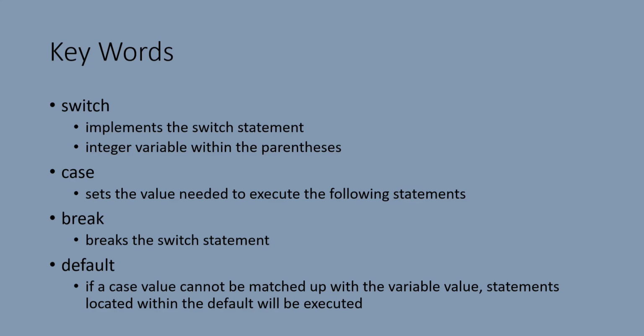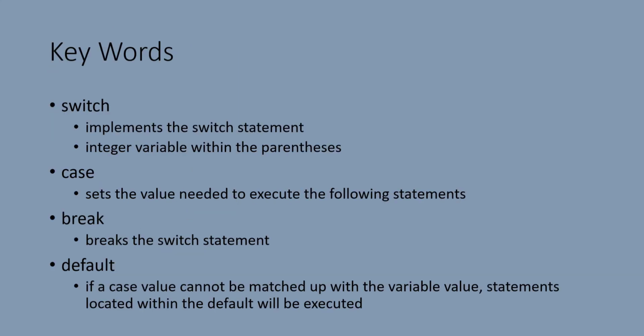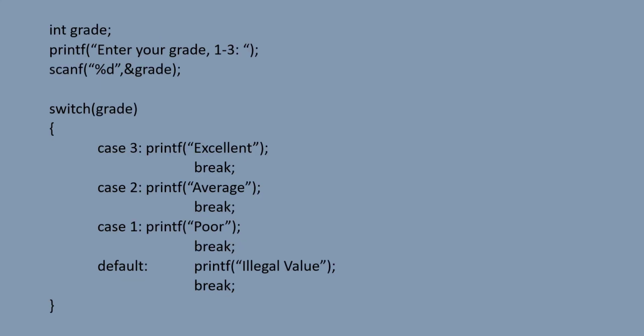And the default statement, it's usually the last statement, and if it can't find the value that's inputted, it can't match anything in the switch statement. So if a case value cannot be matched with a variable value in the statement, so if this value cannot be matched with any of these, it's going to go to the default and execute these statements right here, which is it's going to print out illegal value and break from the switch statement.